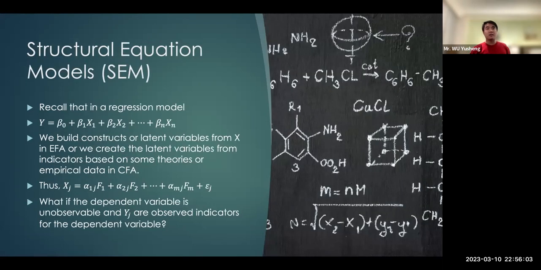After that, we're going to talk about structural equation models. In previous classes, we talked about PCA, EFA, and CFA, all about the construct for independent variables, all those Xs. Why do we try to reduce dimension? We try to explore the construct, or we already know the construct and try to test its validity. They're all dealing with those Xs. What if the response is still not observable? Similarly, we need to build a CFA model for Y, and that is called a structural equation model.